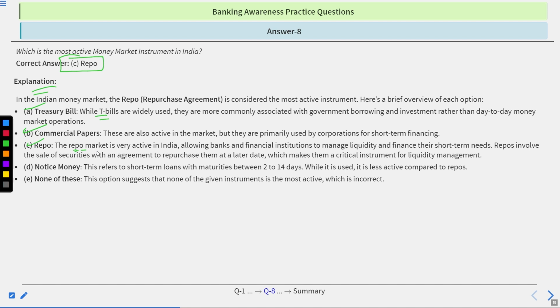Repo. Repo market is very active in India, allowing banks and financial institutions to manage liquidity and finance their short-term needs. Repo involves the sale of securities with an agreement to repurchase them at a later date, which makes them a critical instrument for liquidity management. Notice money refers to short-term loans with maturities between 2 to 14 days. While it is used, it is less active compared to repo. None of these. Again, the same principle will be applied.